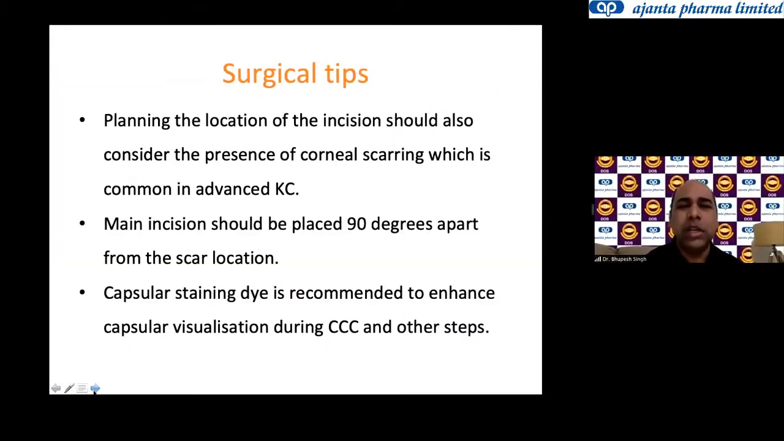Coming to the surgical tips, planning the location of the incision should also consider the presence of corneal scarring, which is common in advanced keratoconus. So the main incision should be placed 90 degrees apart from the scar location so that it will not hamper the surgical maneuvers. Capsular staining is always better in these eyes because sometimes you get a lot of glare while operating, so it will help in visualization.